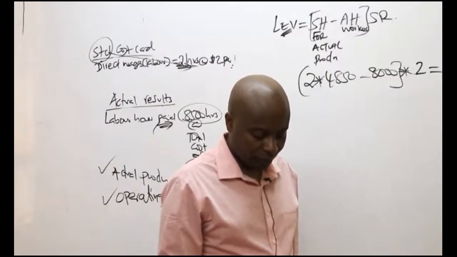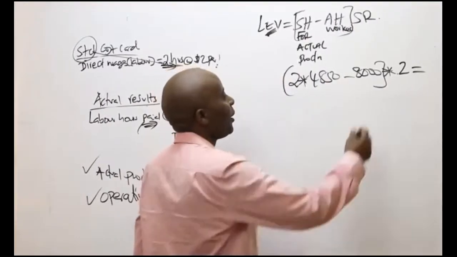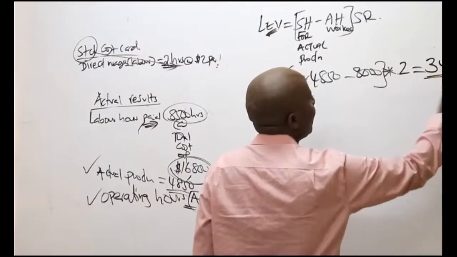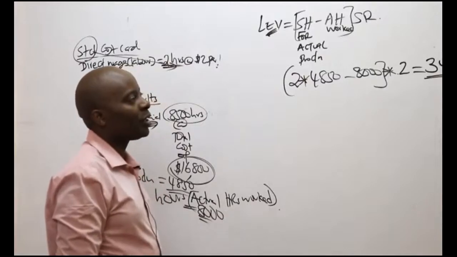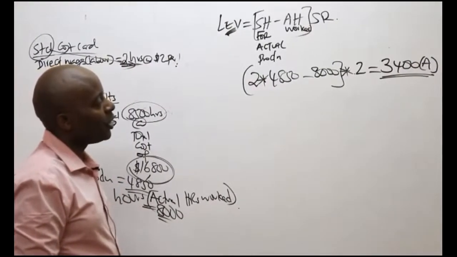$3,400. So we have here 3,400 adverse. That is the labor efficiency variance.